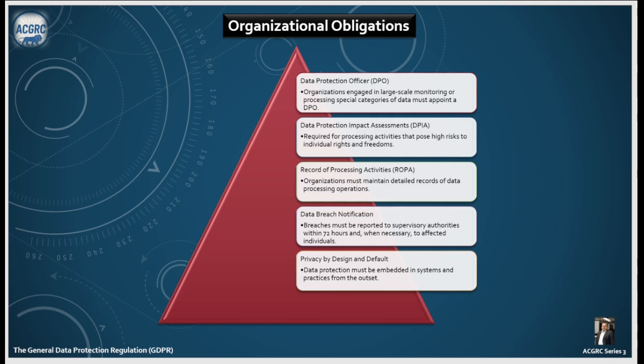Now, coming on to privacy by design and default. Data protection must be embedded in the system and practiced from the outset. In simple language, privacy by design and privacy by default are two important ideas in GDPR. That means think about privacy from the beginning and not after the system or product is built. Organizations must build privacy and data protection into everything that they do right from the start.